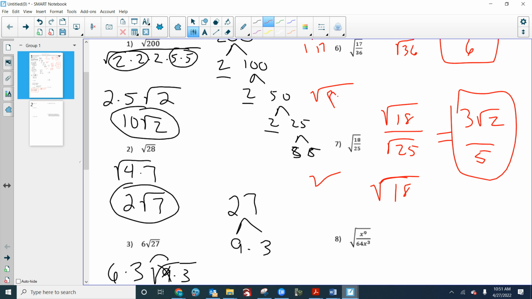I don't know what's going on, guys. I apologize to everybody involved. Mr. Westfall, do you have any ideas? Okay, you take that out. So it's 3 square root of 2.